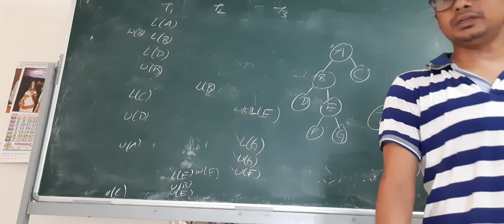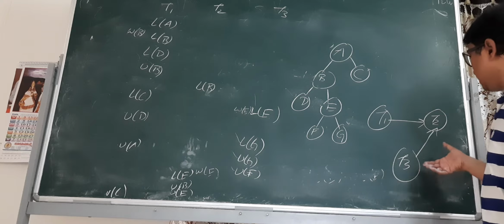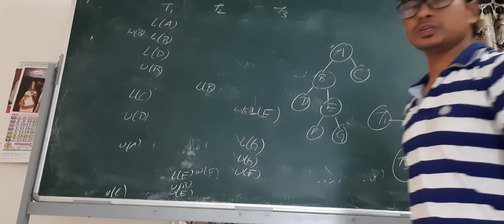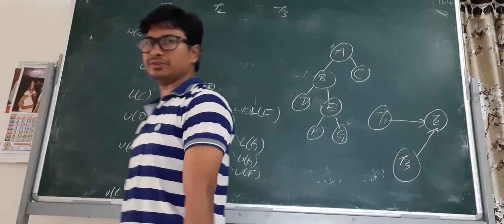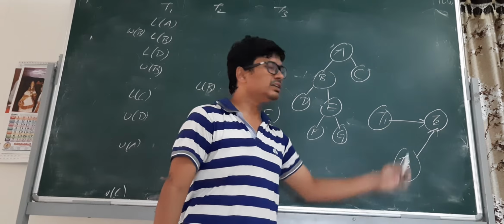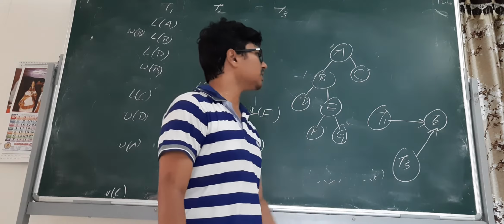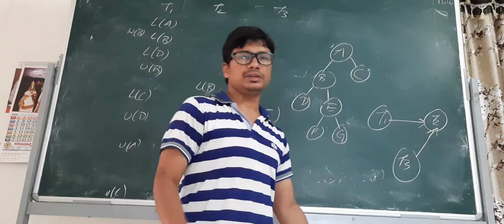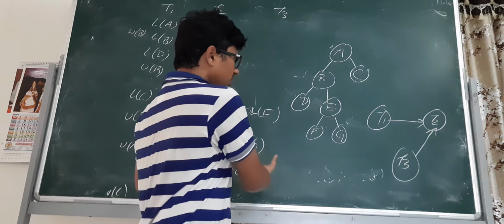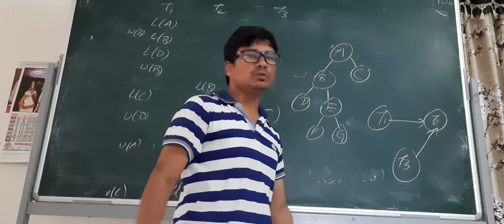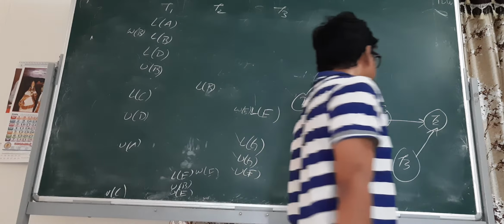Now it is our duty to find whether it has any loops or not, because the polygraph construction is finished. Now we have to check whether any cycles or loops are there. There are no loops, so we can say that for the non-serializable schedule there is some equivalent serial schedule. What is the order?